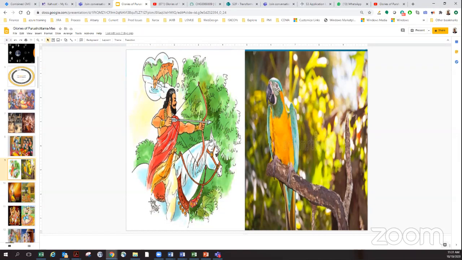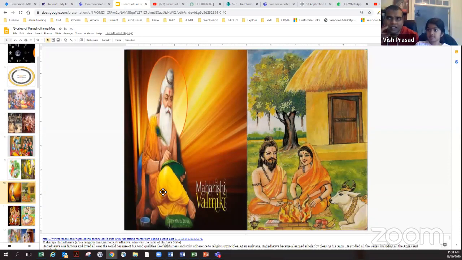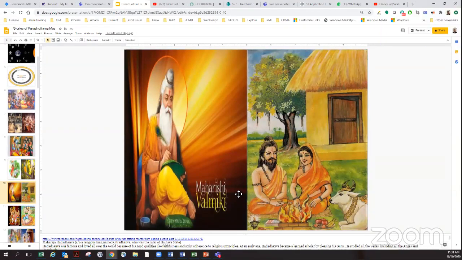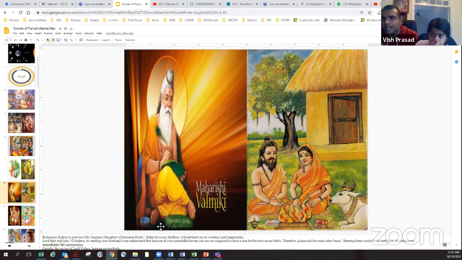went back to his kingdom and met his guru, which was Valmiki at that time. And Valmiki told him the story about his previous life. In his previous life, he was a person called Sudeva, and he was married to the daughter of Gautam Rishi, or Gautami. Sudeva and Gautami didn't have any kids for many years, and they were very sad that they didn't have any kids.